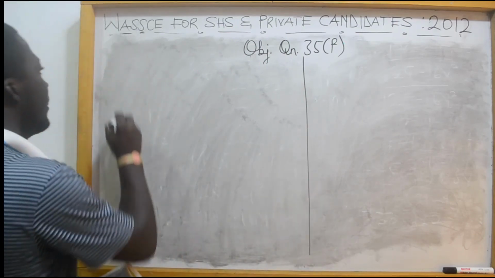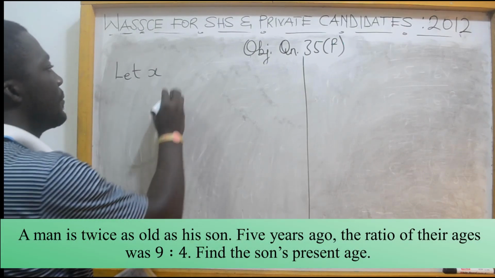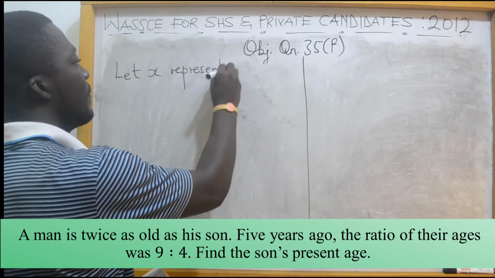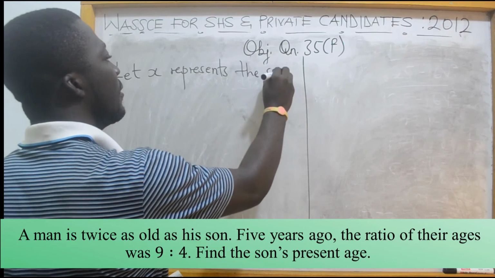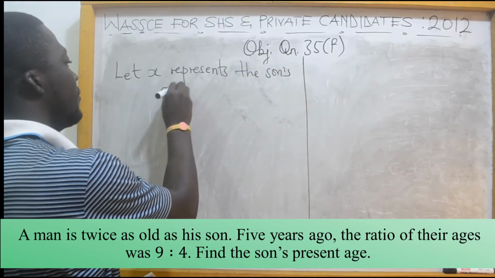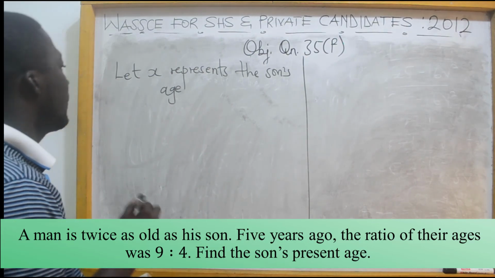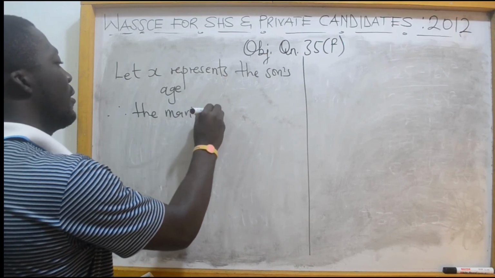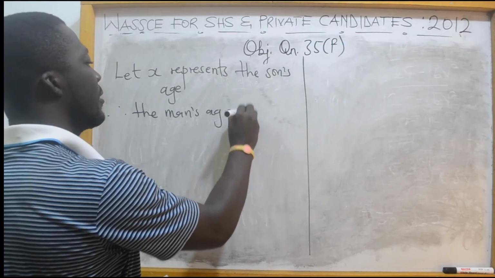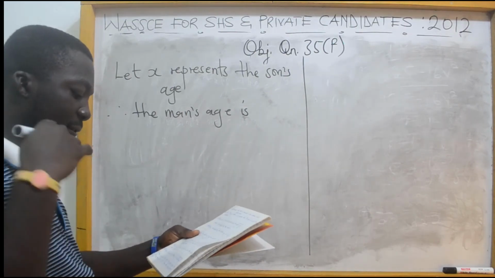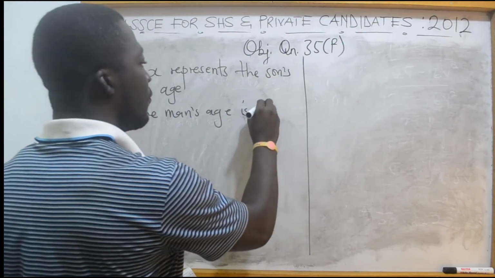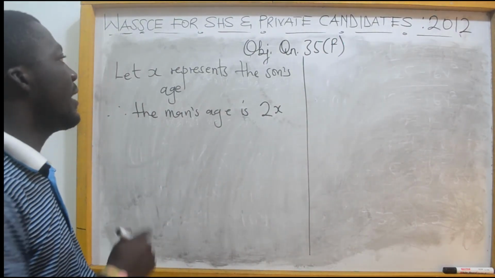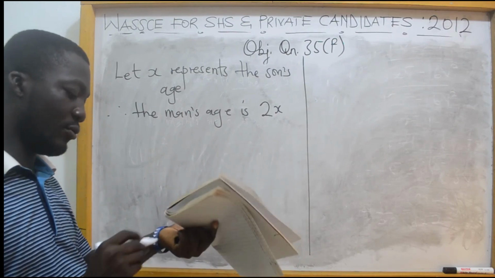So we say that let the variable x represent the son's age. So the son's age is x. Therefore, the man's age is, the question says a man is twice, so twice means 2 times the son's age, which is 2x. So son is x, man is 2x.